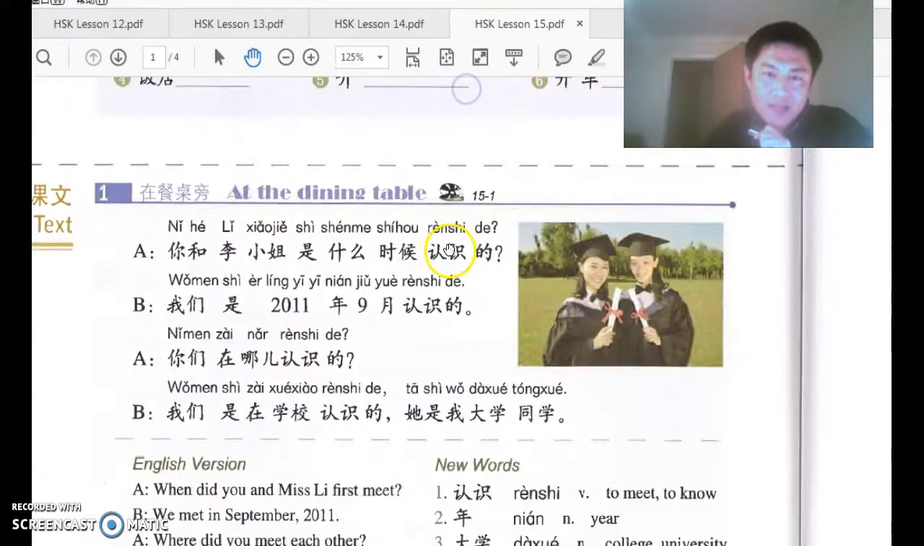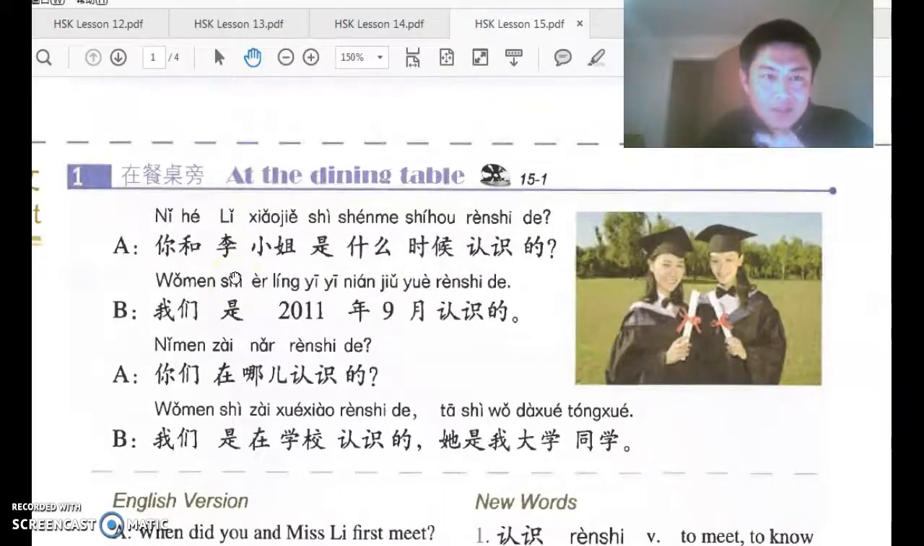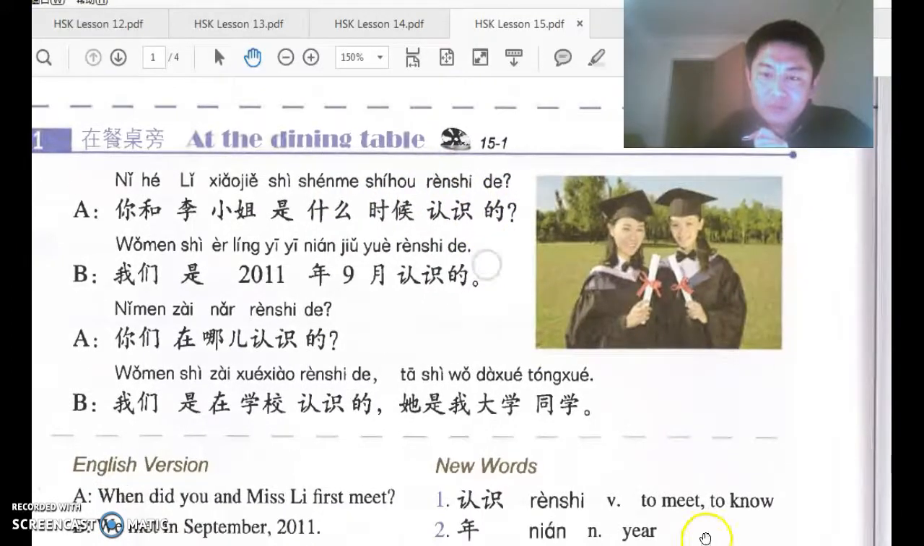So now with that in mind, let's take a look. 第一个 text number one, 你和李小姐是什么时候认识的？认识 is to know, to meet, to know a person. We learned that 知道 is another way to say to know. They're different. 知道 is to know a thing, or know about. 认识 is to know, like know a person.